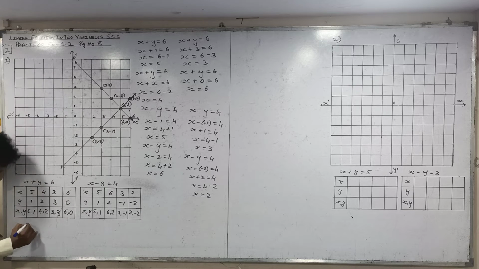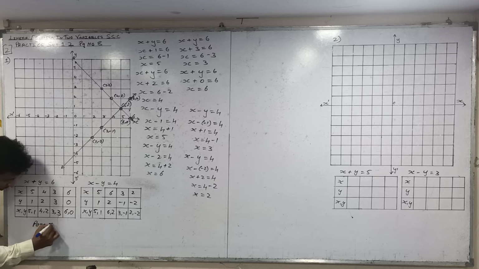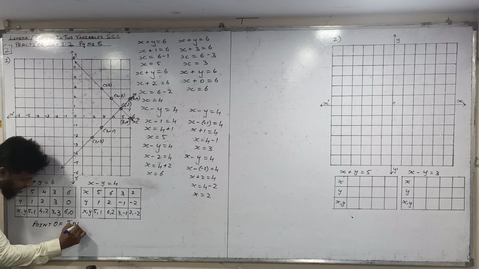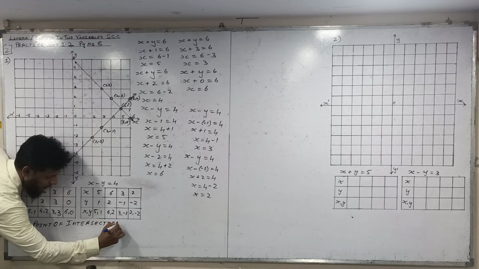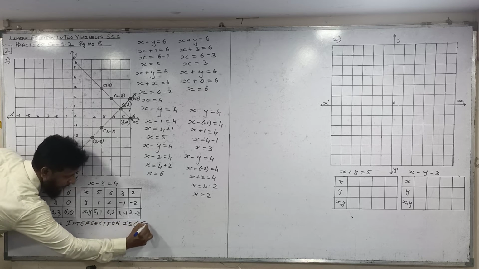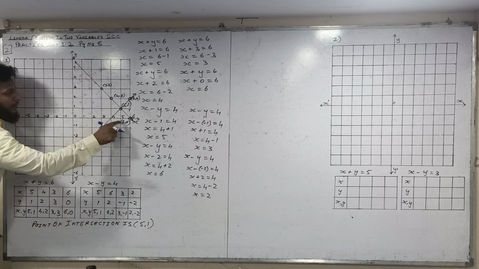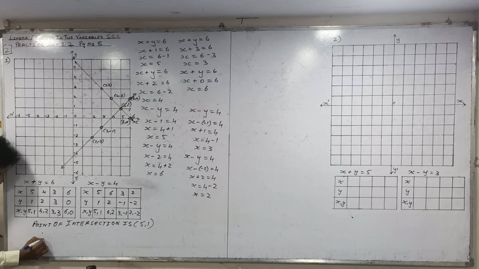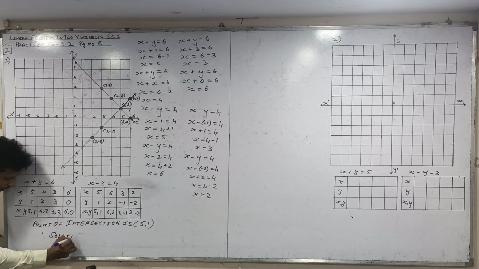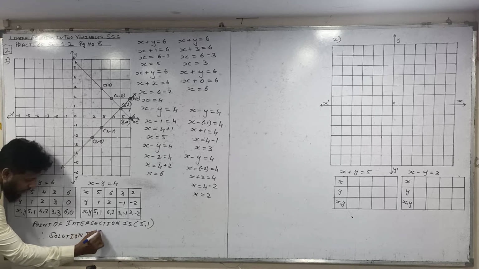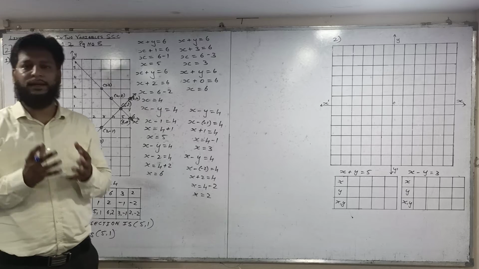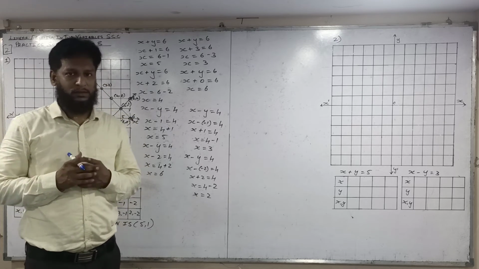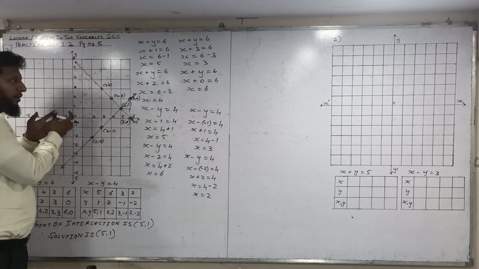So you will write point of intersection is 5 and 1. X value 5 and y value 1. Therefore, our solution is 5 and 1. So after solving by the graphical method, what do we get as the value of x and y? 5 and 1. So this is how we solve the graph.